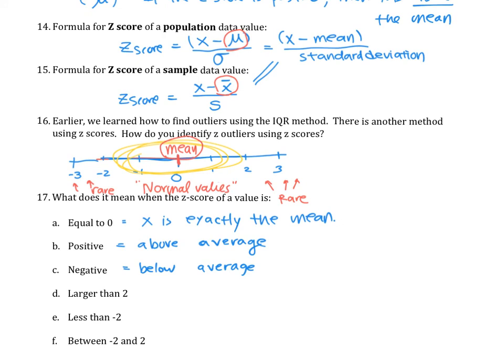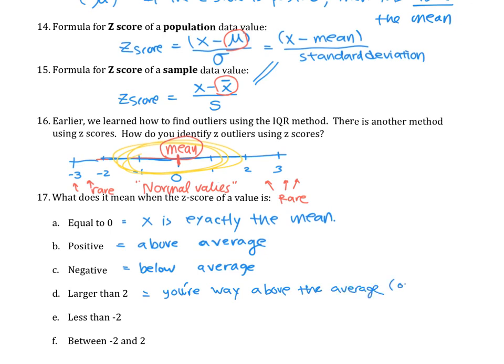So closer to 0 means you're closer to average. If you're 1, you're somewhat over average. If you're 2, that's pretty good. If you're over 2, that means you're way above average. That's pretty rare. So you did really well. So here, larger than 2 means you're way above the average.